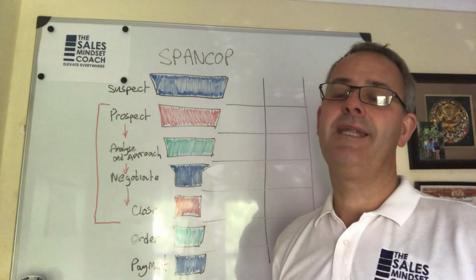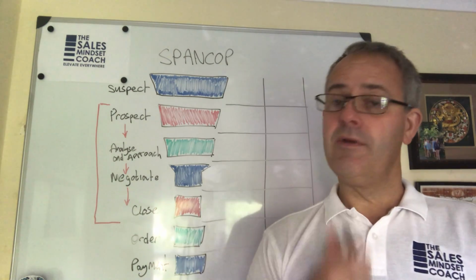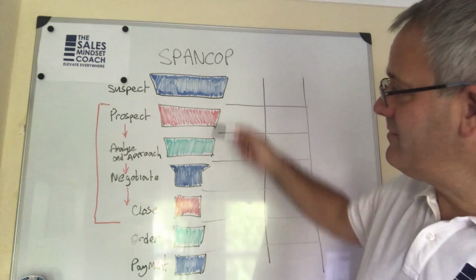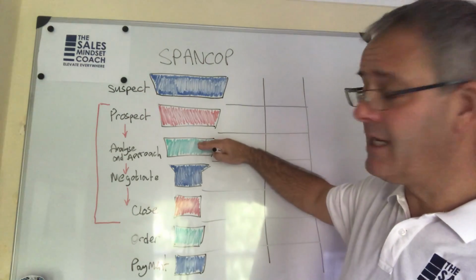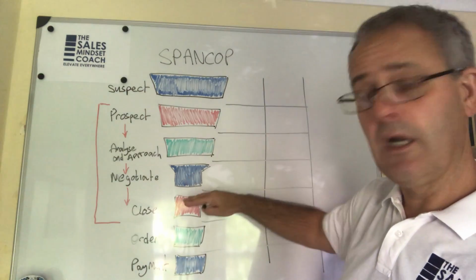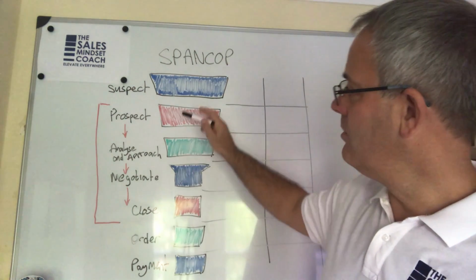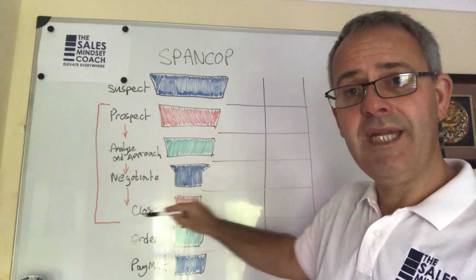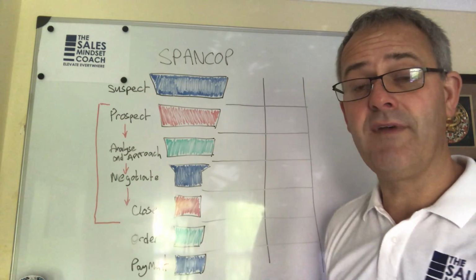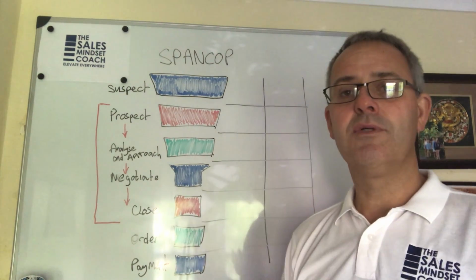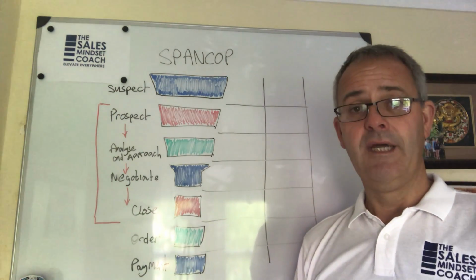We'll go a little bit into that now in this video, because I think just to remind us of where we are, the 7 steps in SpanCop: we have the suspect, prospect, analyze and approach, negotiate, close, order and payment. In this video I am going to focus more on where the selling is really taking place, and that's the prospect, analyze and approach, negotiate and close phase, and hopefully show you the importance of knowing your numbers around this to help you focus on 2 things.